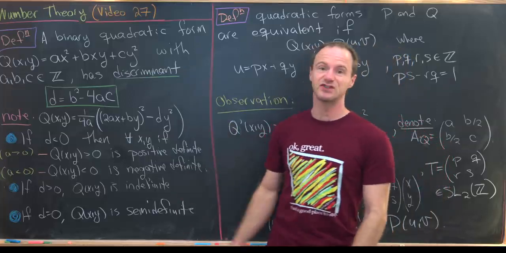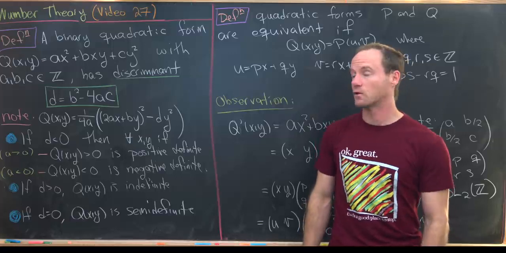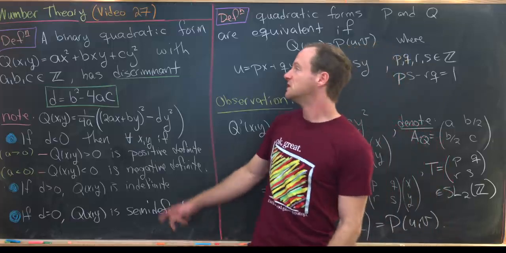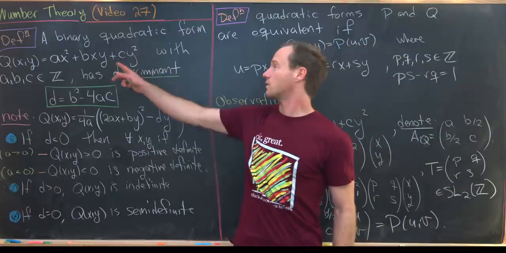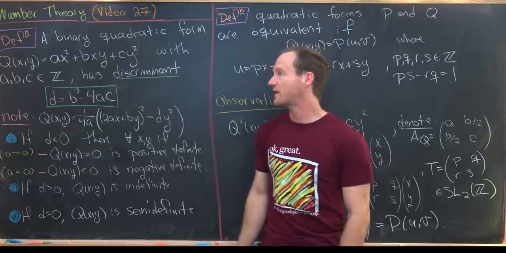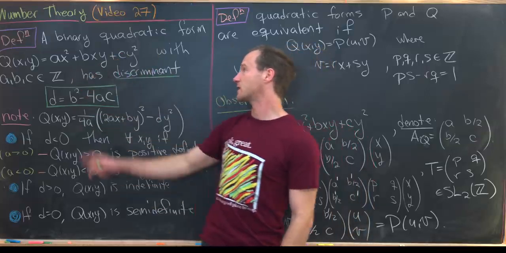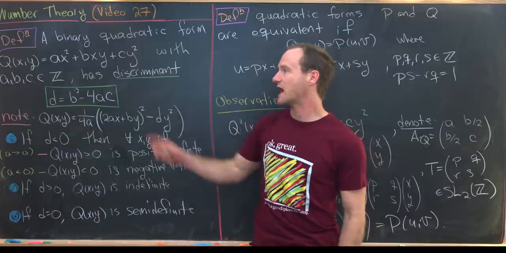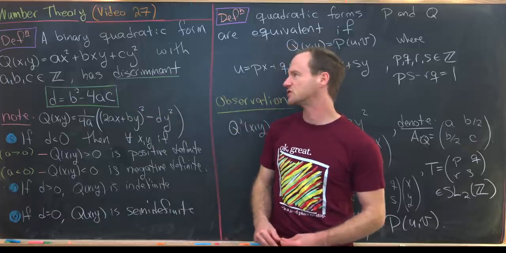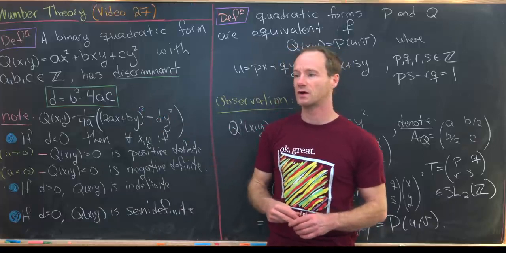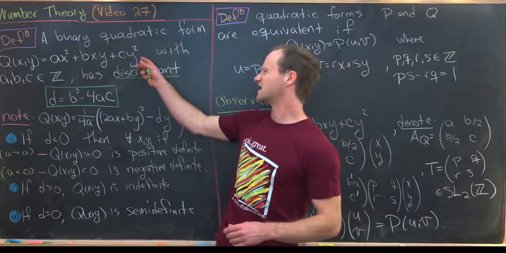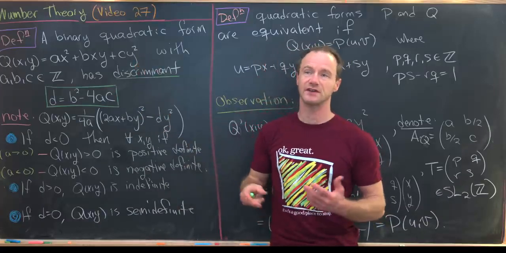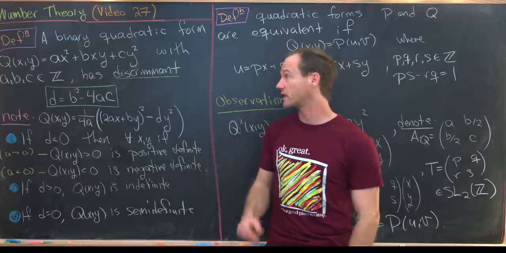So the first definition is what a binary quadratic form is in the first place. It's a function of the following shape. We've got q of x, y equals ax squared plus bxy plus cy squared, where a, b, and c are integers. And we're assuming that x and y are integers as well, although this is like a standard quadratic surface that you might see in Calculus 3 as well.